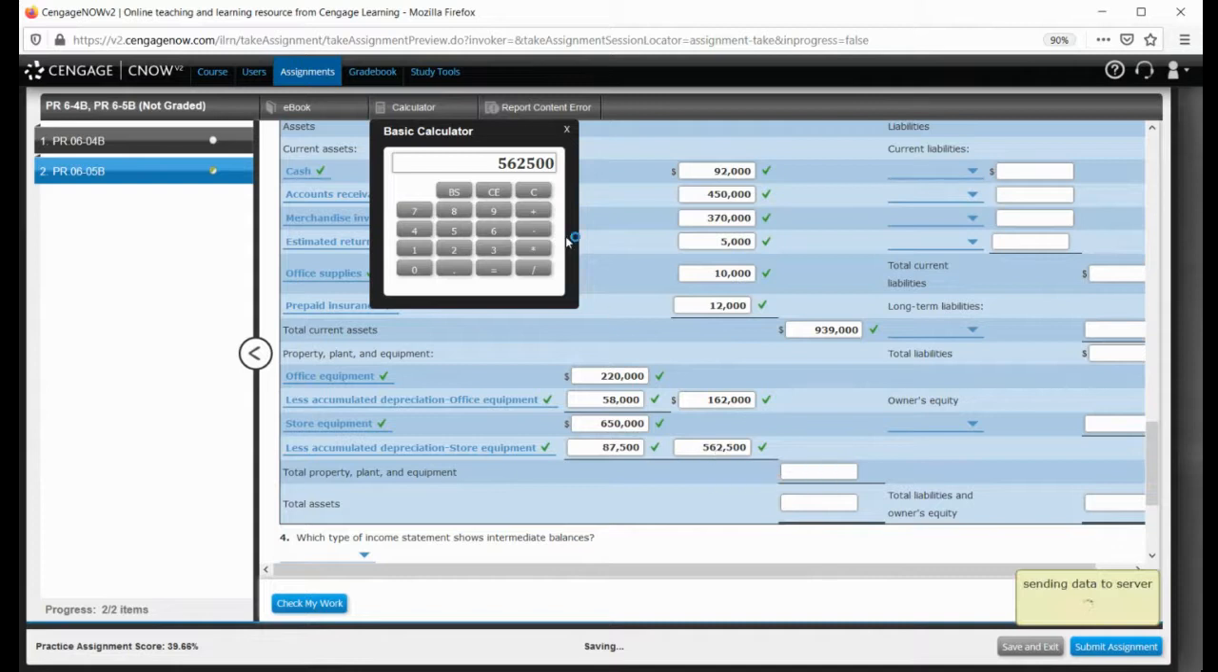So the 562,500 plus 162,000 equals the total plant assets. The last step is to find the total of the assets. The total of the assets is your total current assets plus your total property, plant, and equipment.